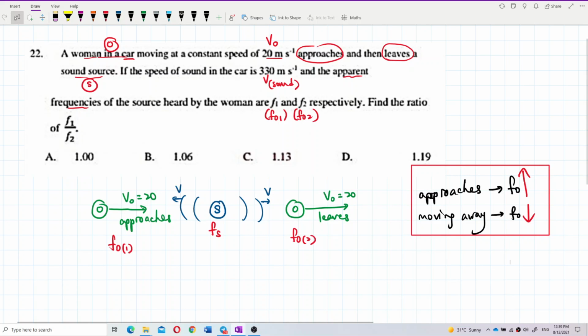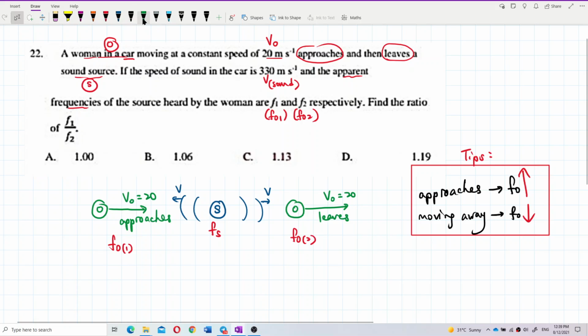As long as who approaches who, observed frequency should always increase. And if they are moving away from each other, no matter if it's the observer moving away or the source moving away, observed frequency should always decrease. Remember this only. This is the only tip. Okay, so now let's investigate this case.